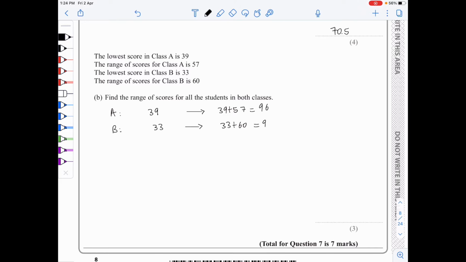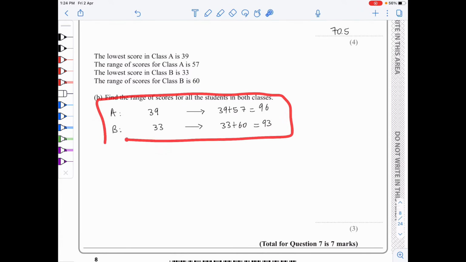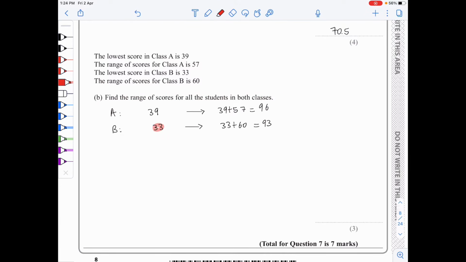Now, if I consider A and B together as one sample, then we can see that the lowest we can go is 33 and the largest is 96. So the range will be 96 minus 33, which is 63. So that's the range for the combined classes.